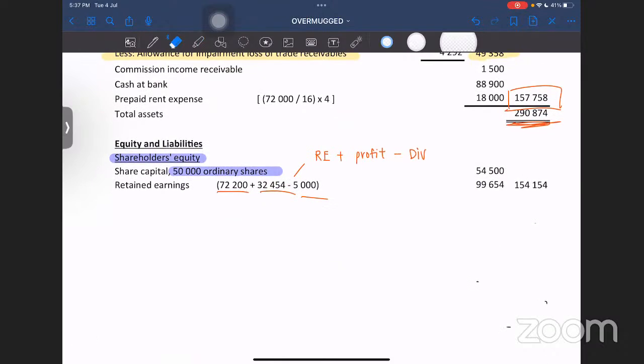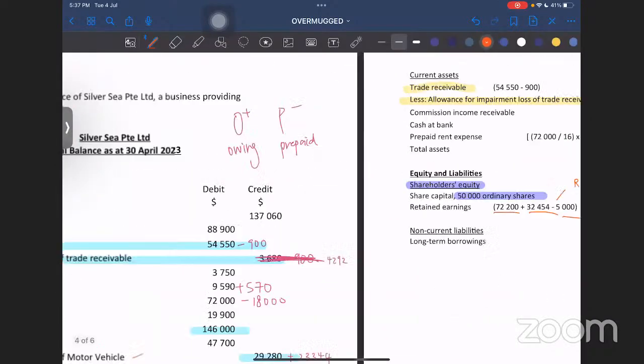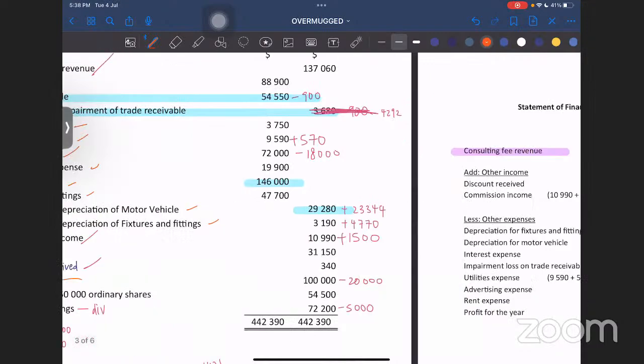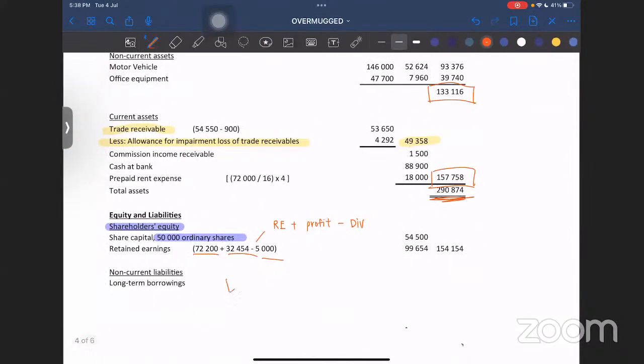Next up, non-current liability, where I will have my long-term borrowing. So again, loans. Here I have the loans, right? Where is it? Here, my bank loan. So whenever you see the word loan, we don't write loan. I have to write long-term borrowing.